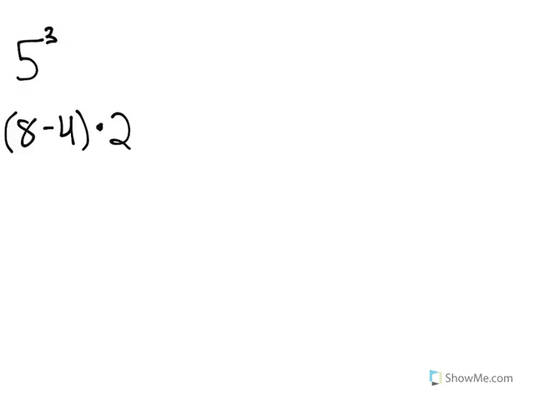All right. So for that one, that means we have 5 times 5 times 5. 5 times 5 is 25, and 25 times 5 is 125. So if we were to evaluate that one, we'd have 125.